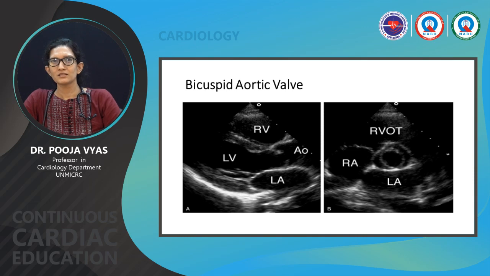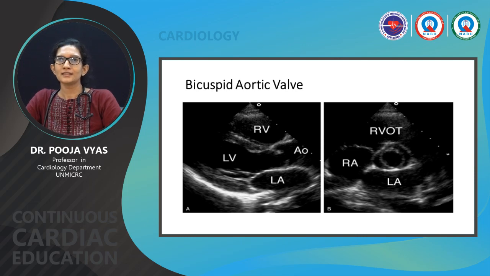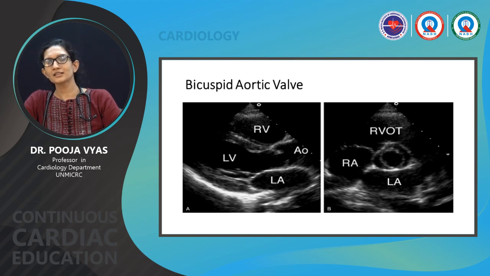This is an image of a bicuspid aortic valve. On the right-sided image we can see two cusps of the aortic valve in the parasternal short axis view, and in the left-sided image we can see systolic doming of the aortic valve cusp, which is very particular to the bicuspid aortic valve. So if we see systolic doming, we should always suspect a bicuspid aortic valve.